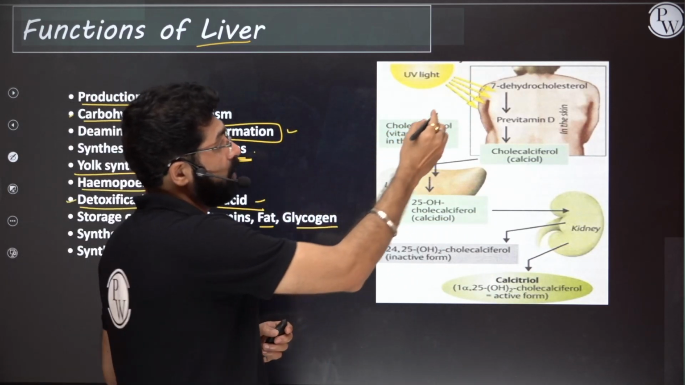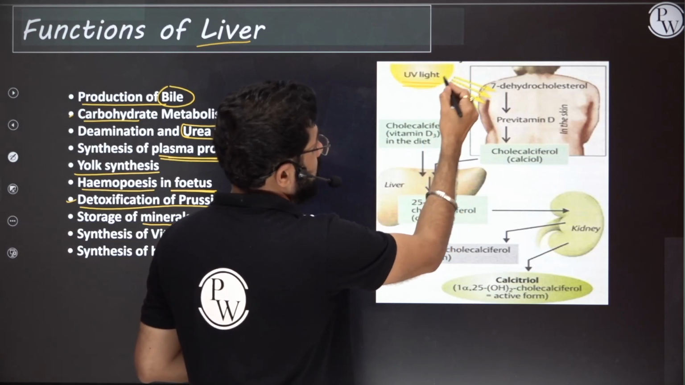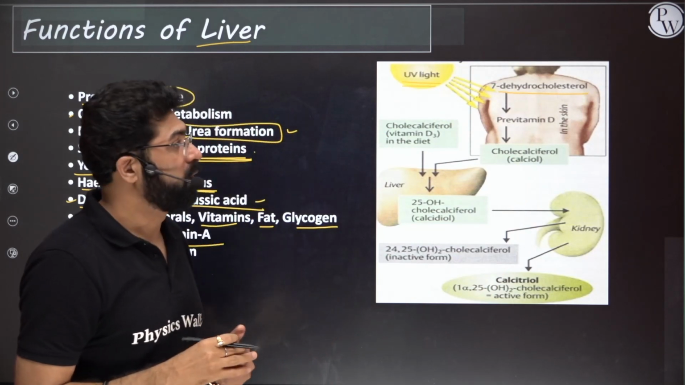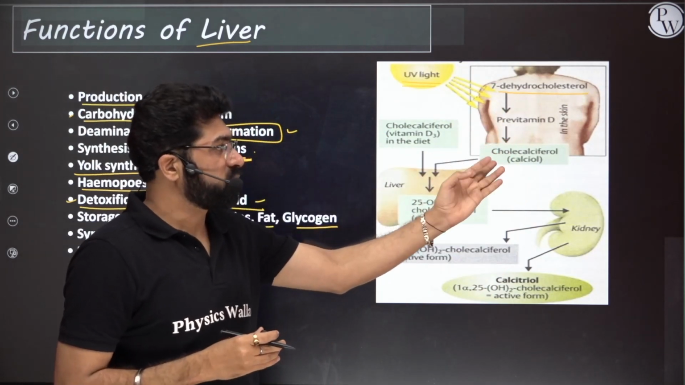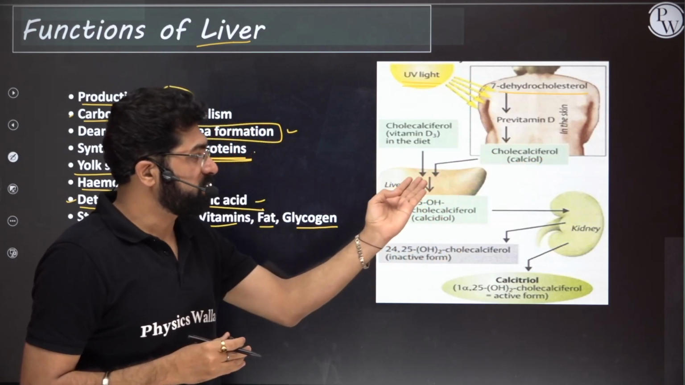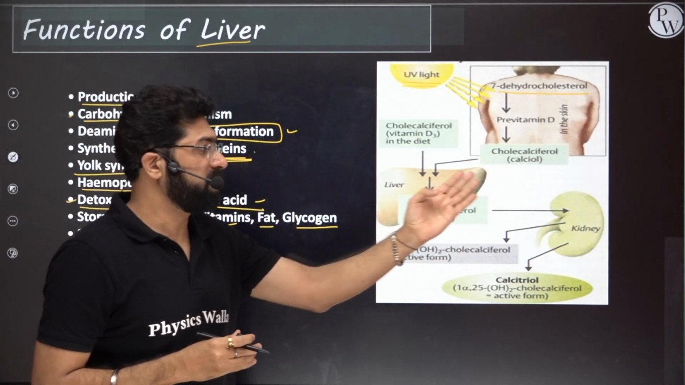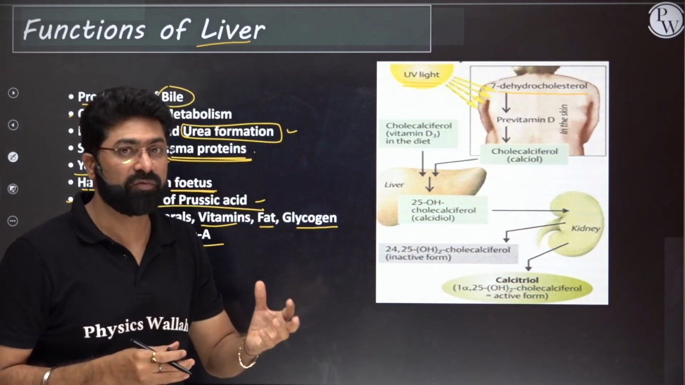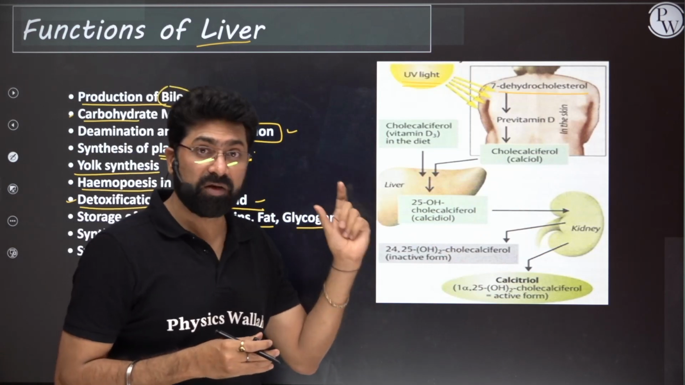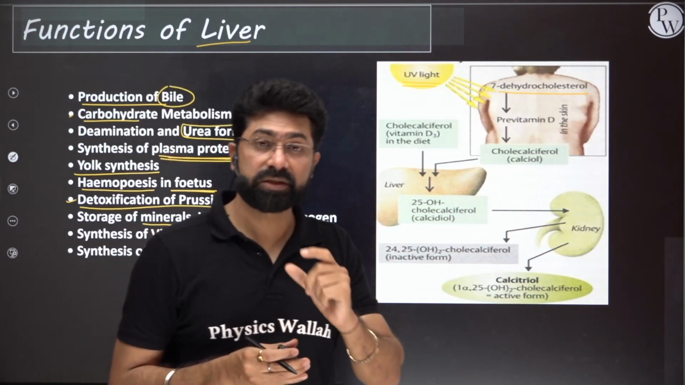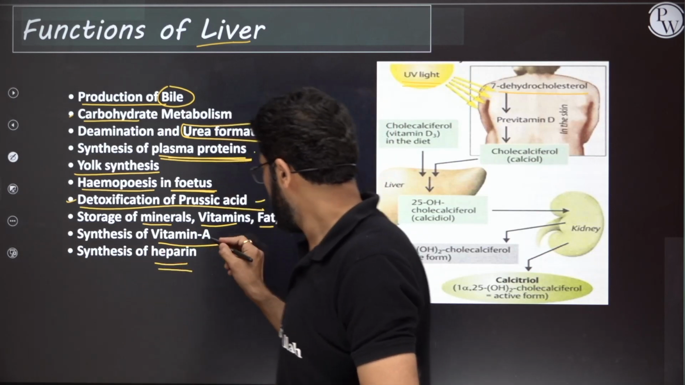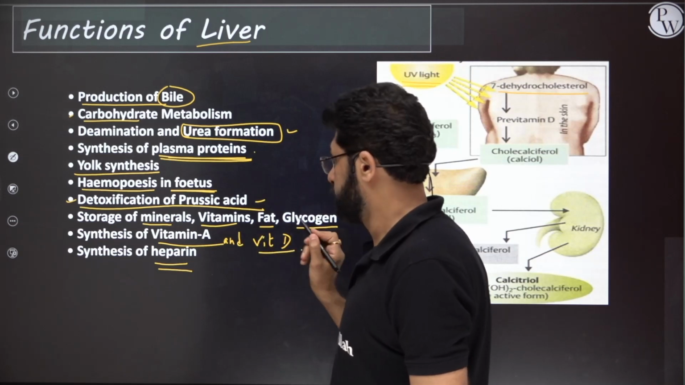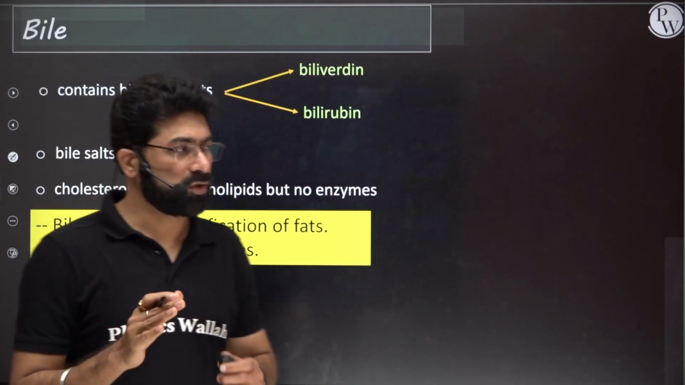You can see here how UV light is coming and falling on the skin. The skin has one component called 7-dehydrocholesterol. This will form the pre-vitamin D, that is called cholecalciferol, and this is going to come to the liver. So from the liver and kidneys, this ultimately is going to form calcitriol, the active form of vitamin D. So please remember, the liver has a role in synthesis of vitamin A and vitamin D also. So few points you have to remember, nothing to worry.